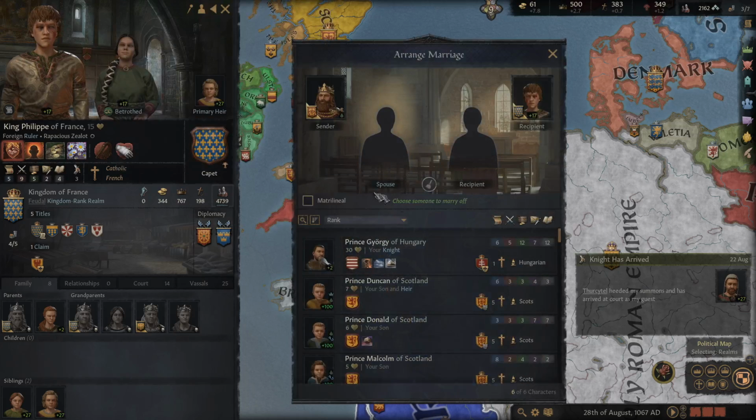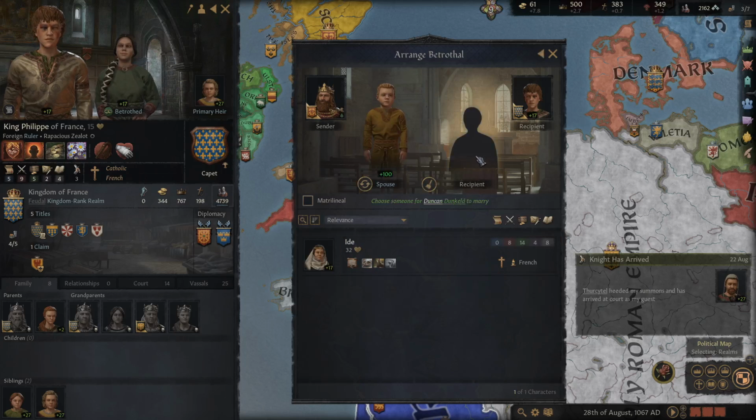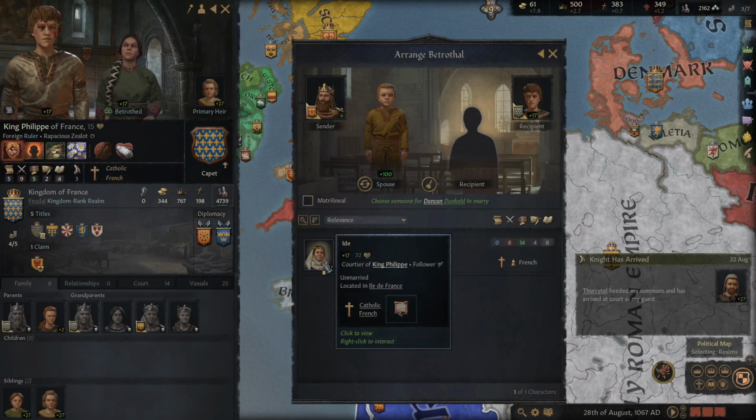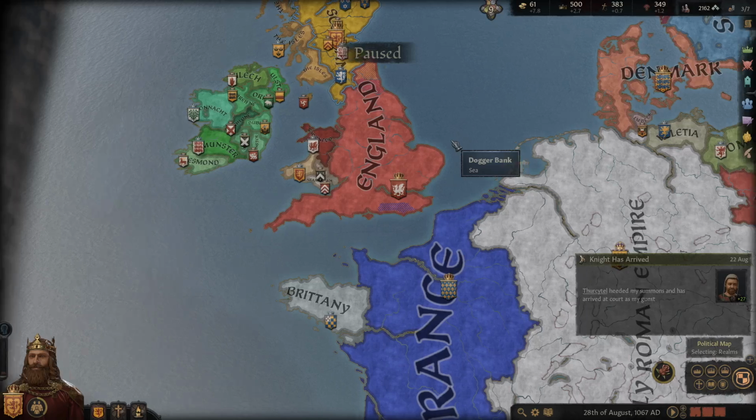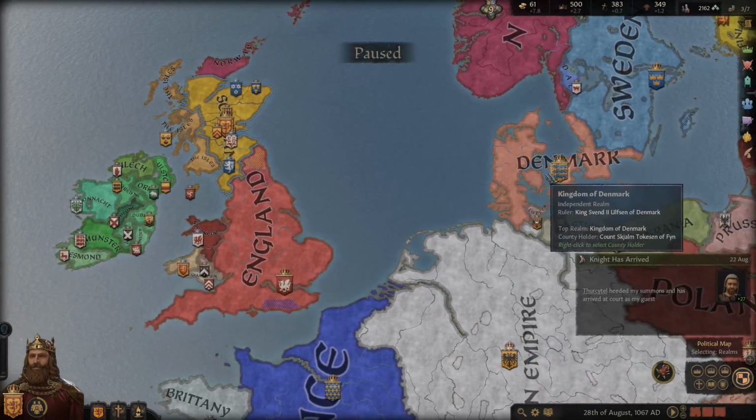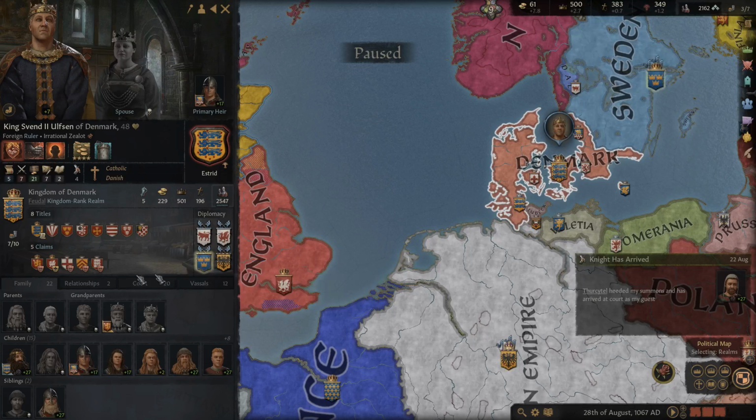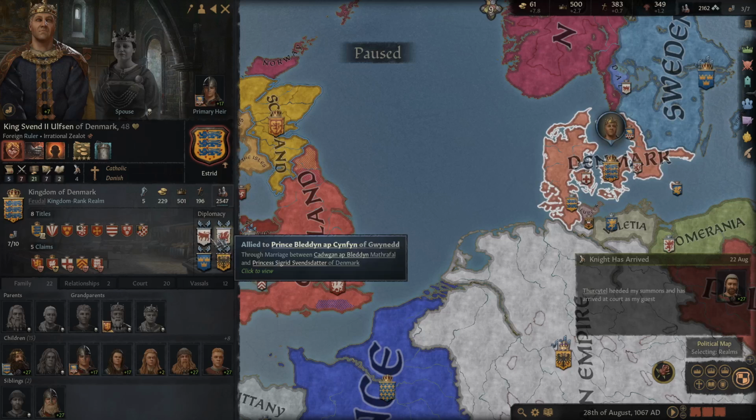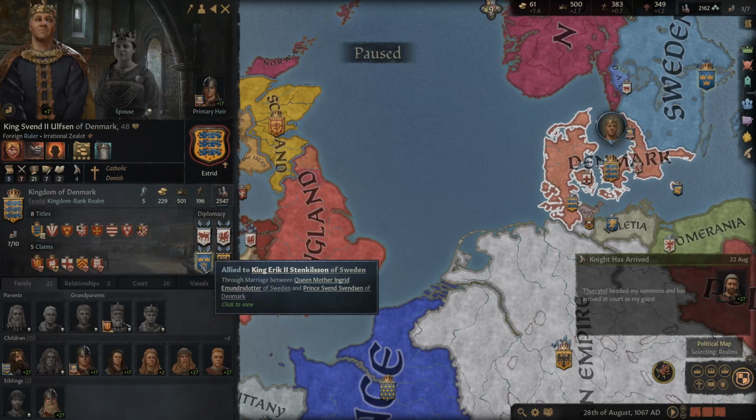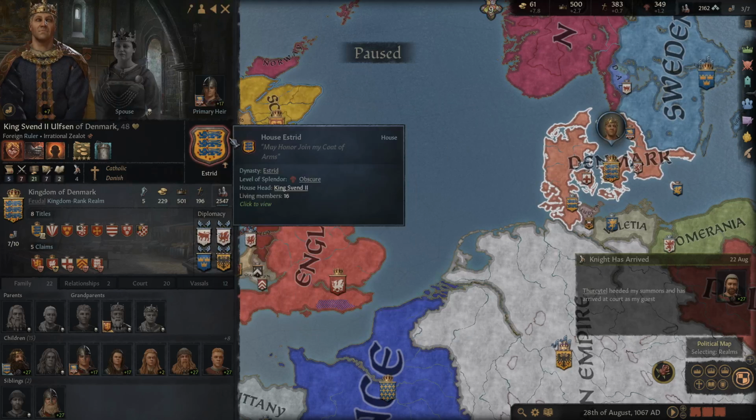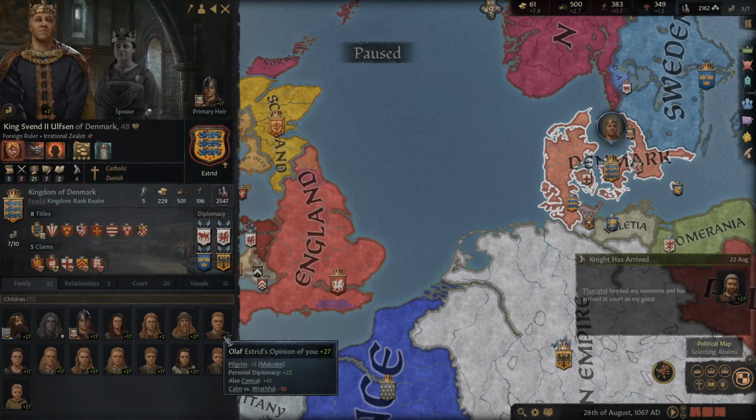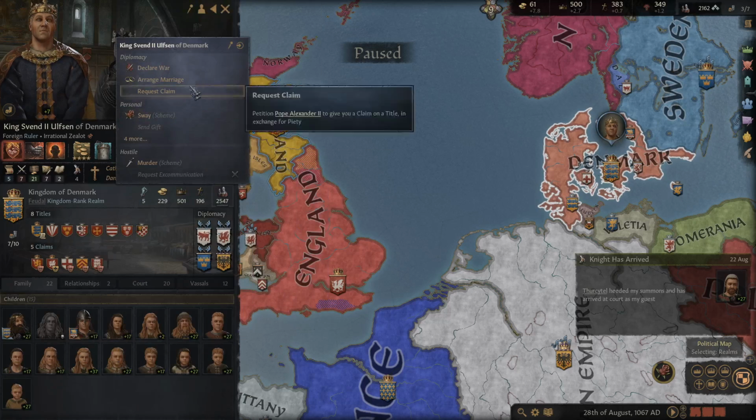Okay, so we're going to see if we can marry Duncan to somebody. This is just some courtier, not good. We need to set up an alliance somewhere with someone. Okay, this guy's allied to the Holy Roman Empire already. Sven and his many children. That'll do it, you know.